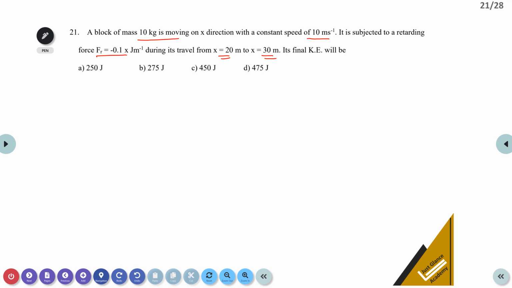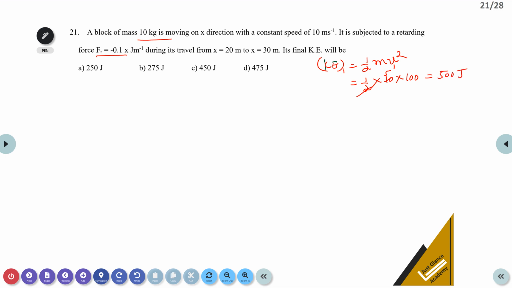A block of mass 10 kilogram is moving in the x direction with a constant speed. That means we know the initial kinetic energy. Kinetic energy initial equals 1 by 2 m v1 square, which is 1 by 2 into the mass, 10 kilogram, into 100. That is equal to 500 joules.